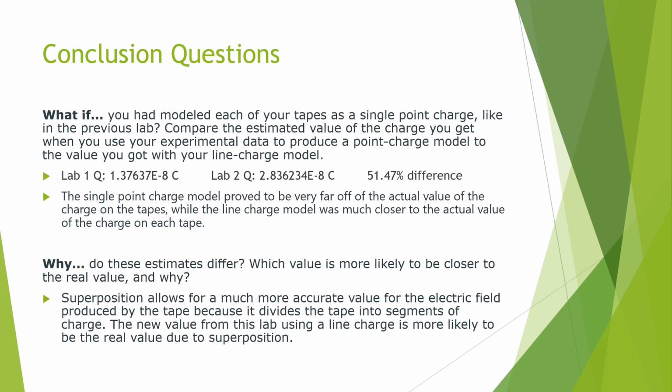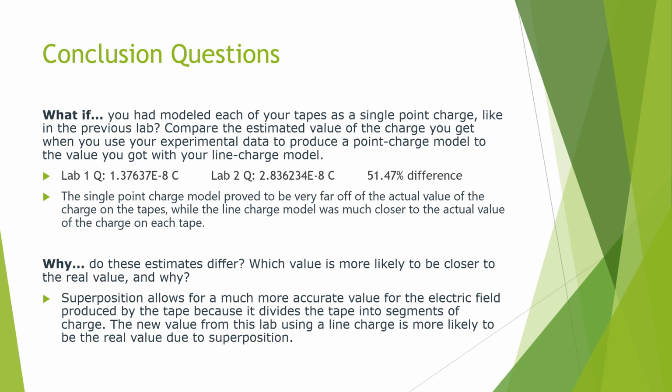Regarding the first one, comparing the point charge and line charge models, the point charge gave me an answer for the charge in each tape as 1.37 e to the -8th coulombs, while the line charge gave me an answer of 2.836 e to the -8th coulombs, which is a significant difference of 51.47%. The single charge model proved to be very far off the actual value of the charge on the tapes, while the line charge model is much closer to the actual value of the charge on each tape.